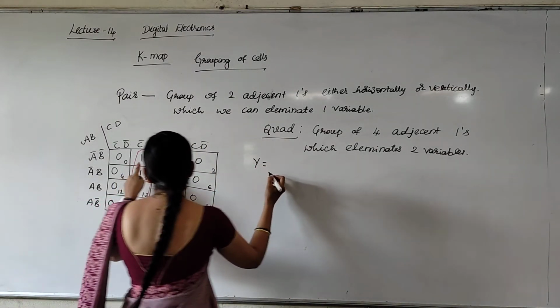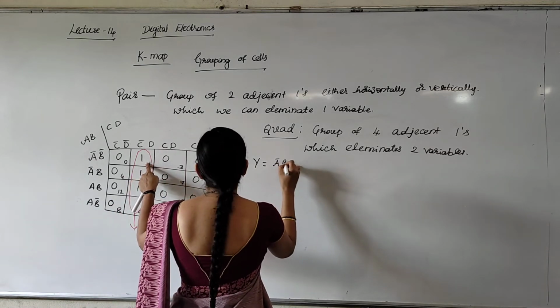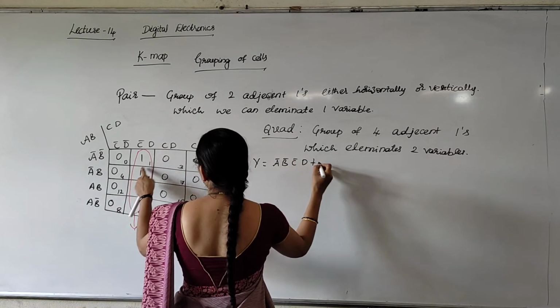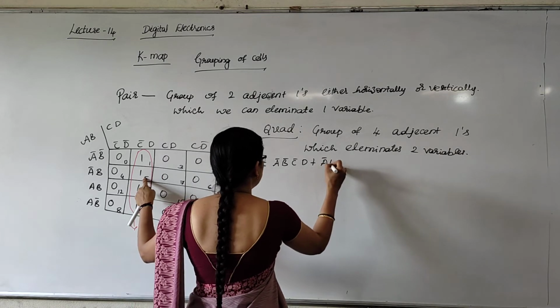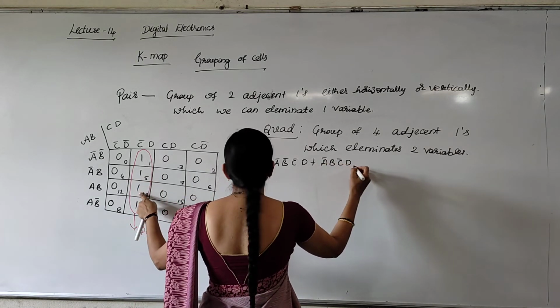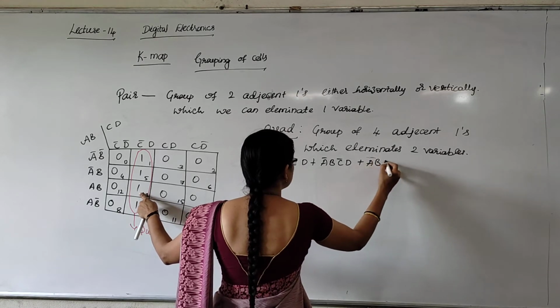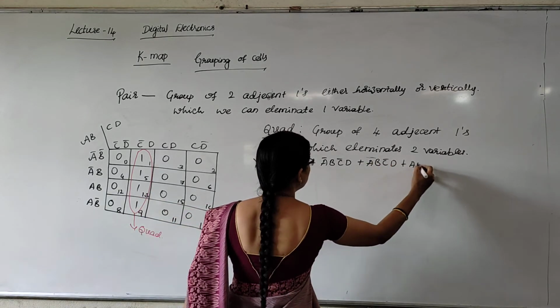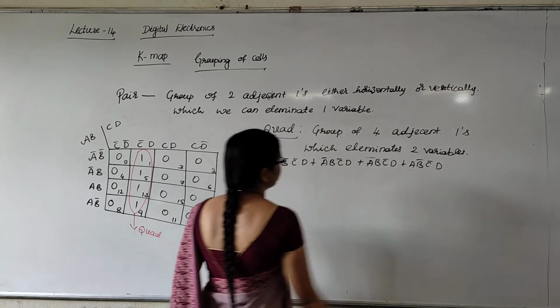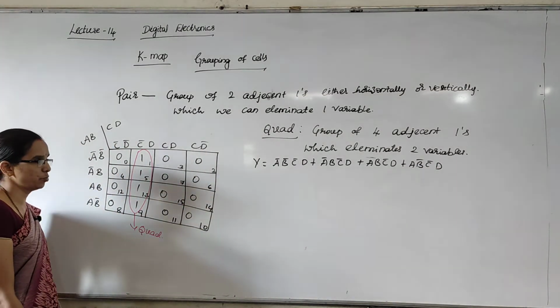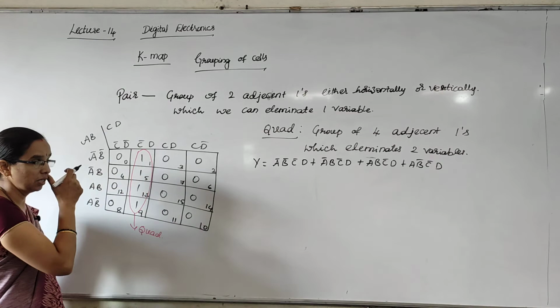Y is equal to A bar B bar C bar D, A bar B C bar D, A B C bar D, A B bar C bar D. This is the Boolean expression for the corresponding ones.